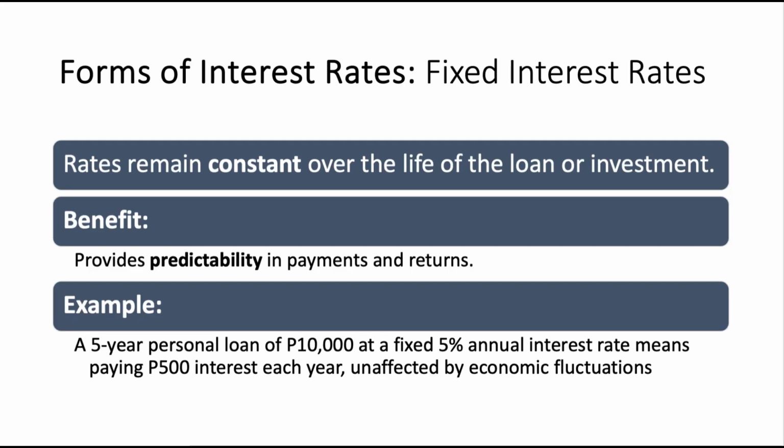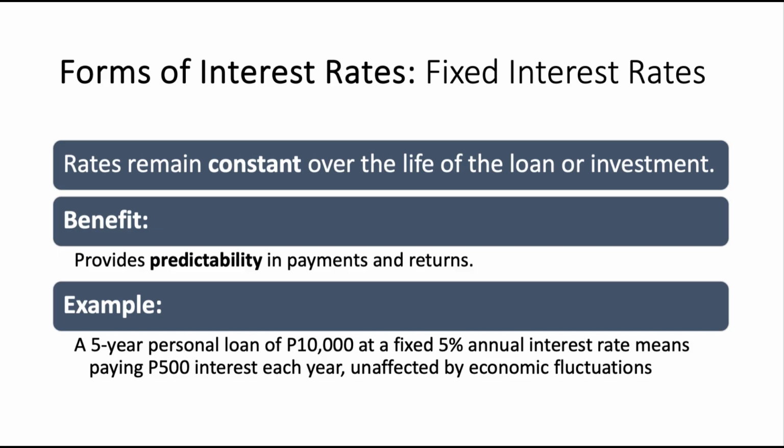When we say that rates remain constant over the life of the loan or investment, it means the percentage you agreed on at the start will not change, no matter what happens in the economy. The main benefit of this setup is predictability. You know exactly how much you'll pay or earn, which makes financial planning easier.